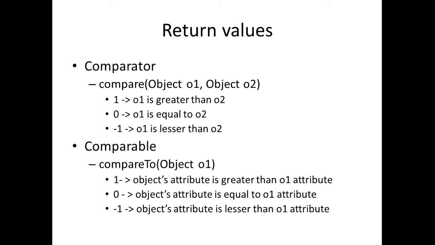If 1 is returned, then that means that the object's attribute is greater than o1's attribute. If 0 is returned, then the object's attribute is equal to o1's attribute. And then, of course, if -1 is returned, then that basically means that the object's attribute is lesser than o1's attribute. So to make everything that I've talked about a little bit more clear, let's jump right into the code.